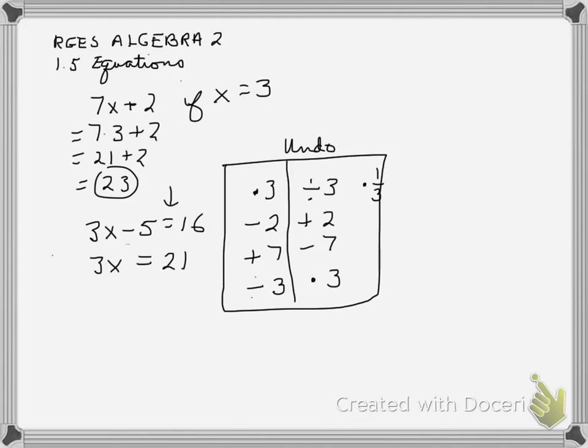Now I need to undo my multiplication. How do I undo multiplication? By division. So I'm going to divide both sides by 3, giving me x equals 7. As my last step before I circle it, go ahead and plug it in mentally. 3 times 7 is 21. 21 minus 5 is 16. So you did the problem correctly.